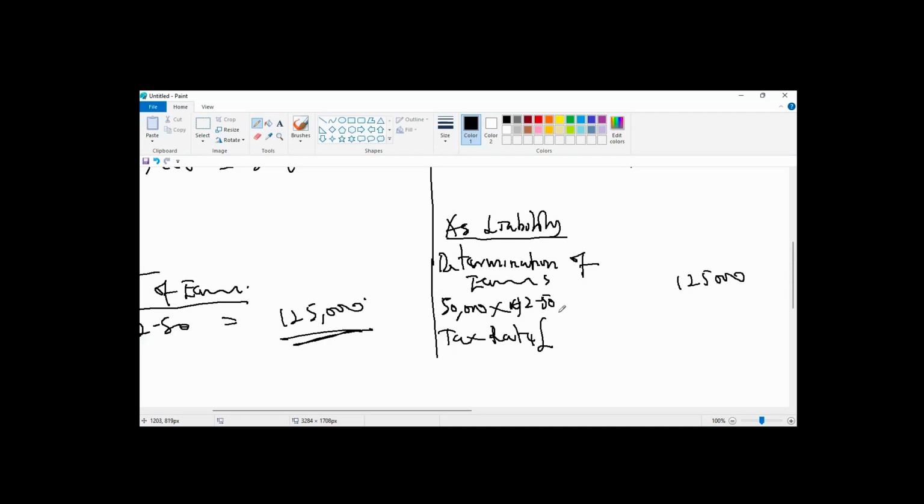What is the tax rate given in the question? 40%. 40%, 0.4 times... That's 50,000. See the difference.